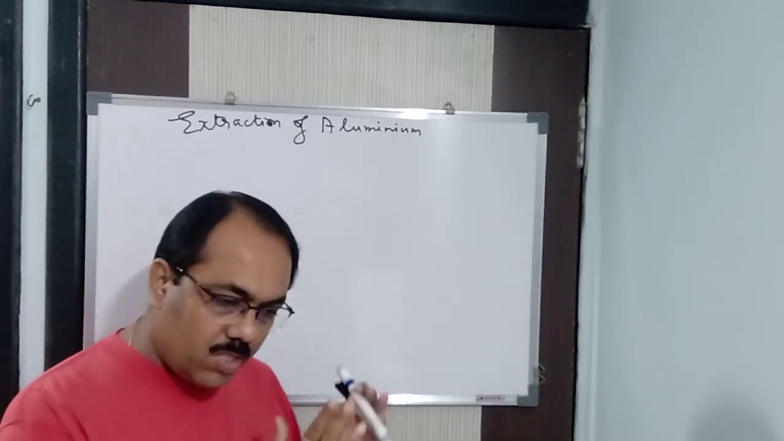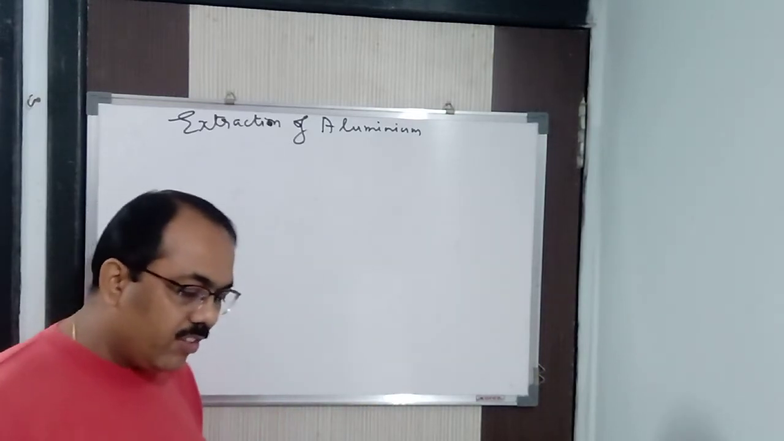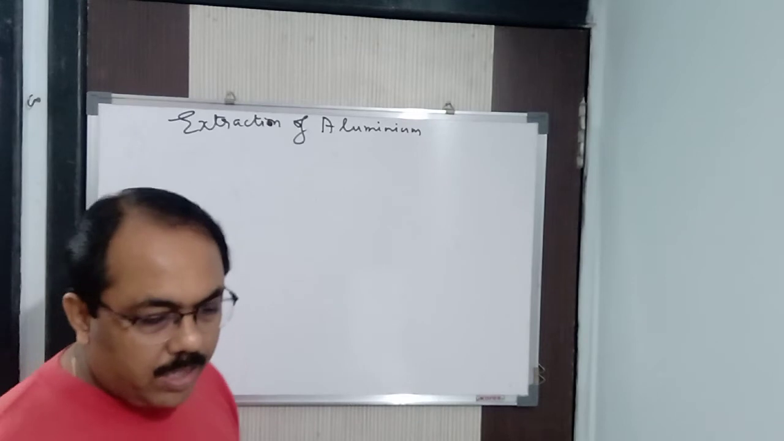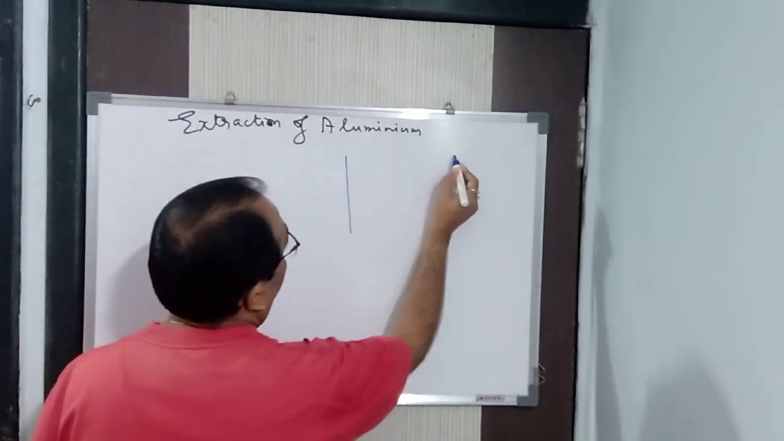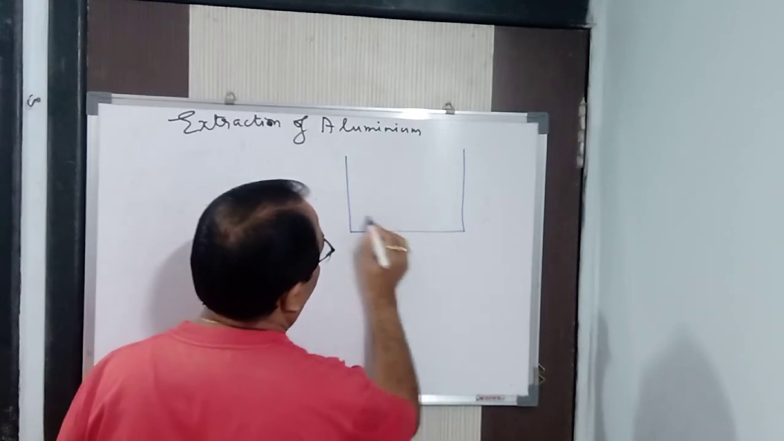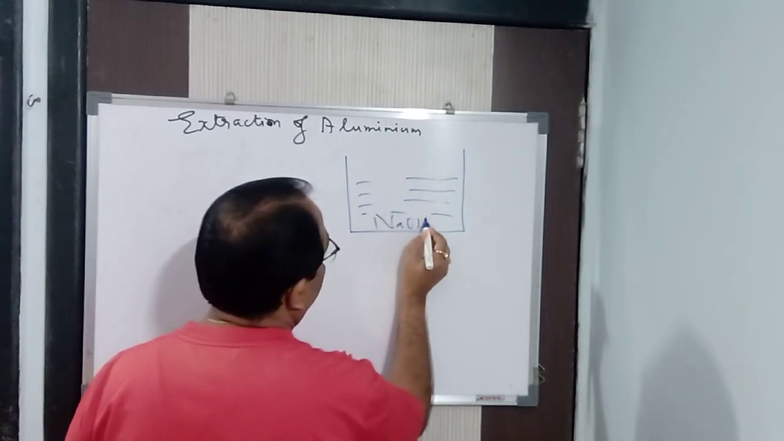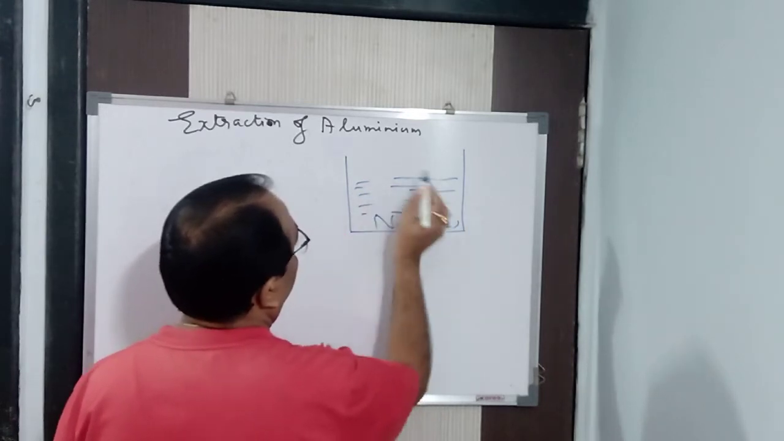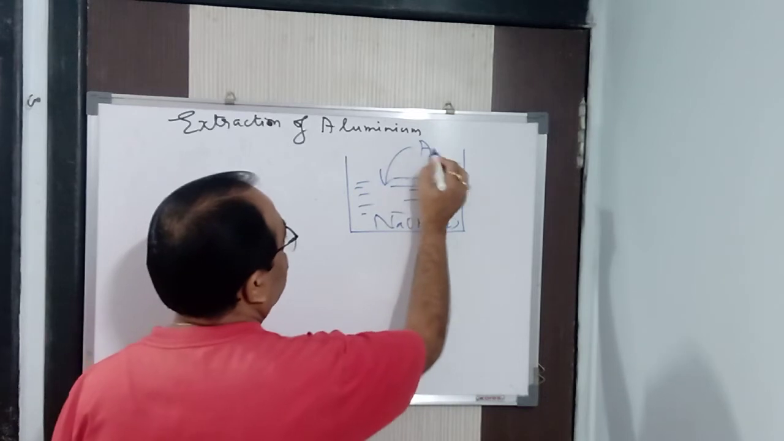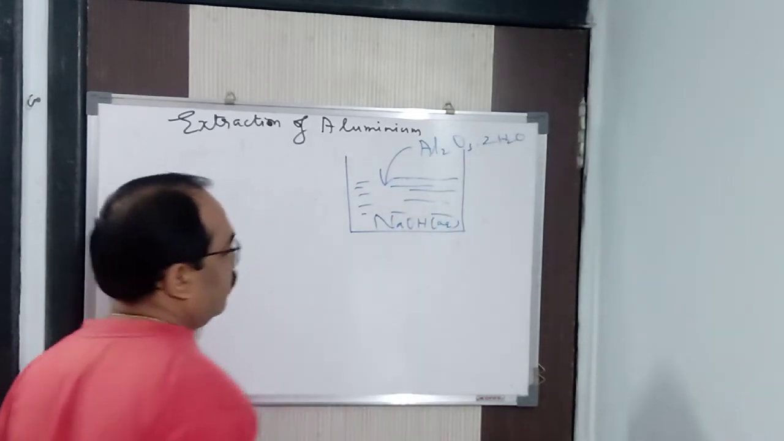I told you the first is the concentration of the ore. For the concentration of ore, we take a large tank, and in the tank we put sodium hydroxide, NaOH. We take aqueous sodium hydroxide solution and put it in the tank. Now we add bauxite, Al2O3.2H2O, into it.